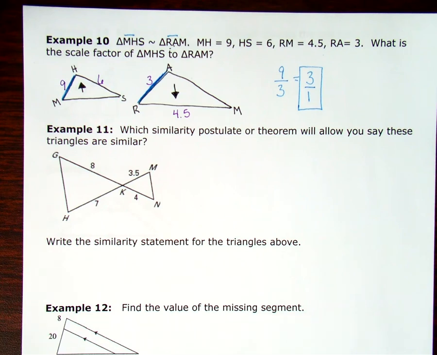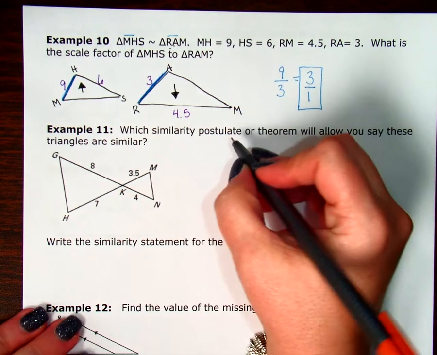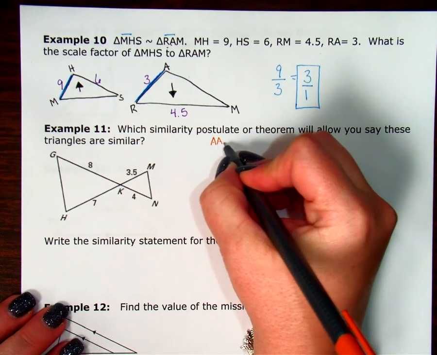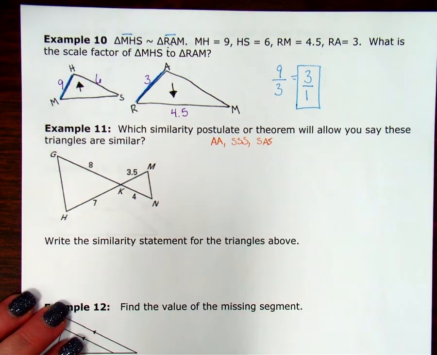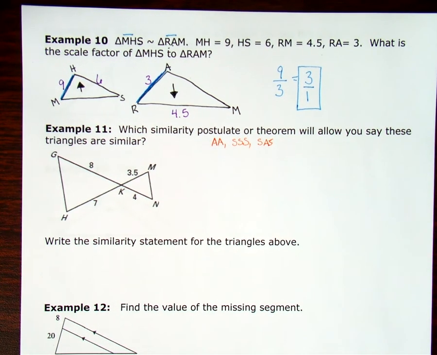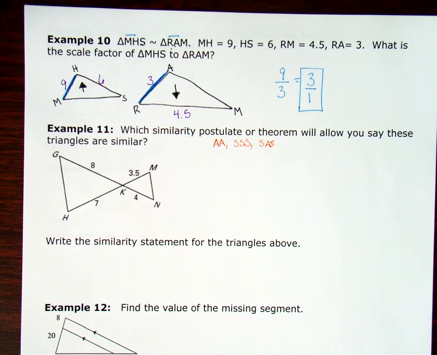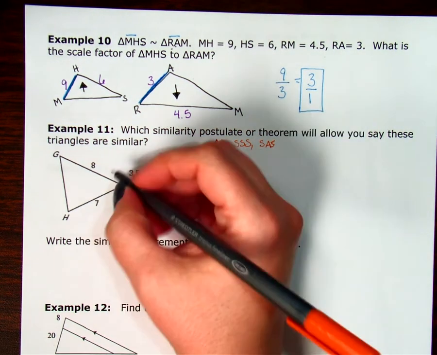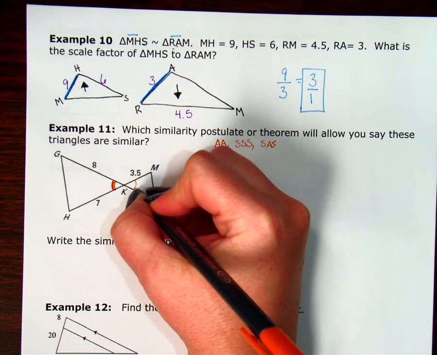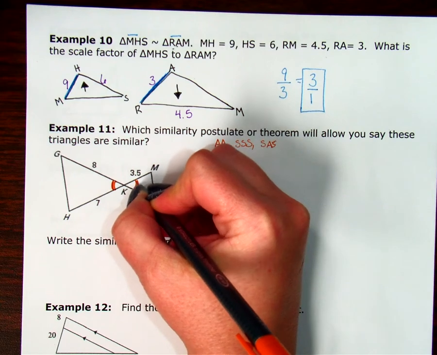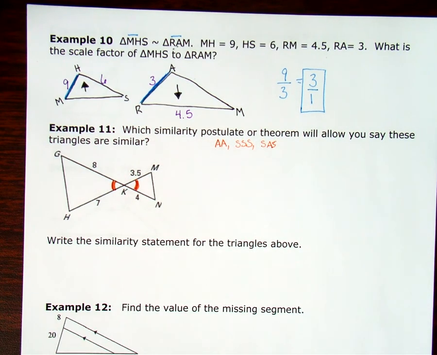Okay, let's look at example 11. Which similarity postulate or theorem will allow you to say these triangles are similar? When I look at this, the postulates and theorem I have to choose from are angle, angle, side, side, side, and side, angle, side. So to use angle, angle, we're going to need two pairs of angles. And I see one for sure. This angle here is vertical to this angle here. So I know those two are congruent.